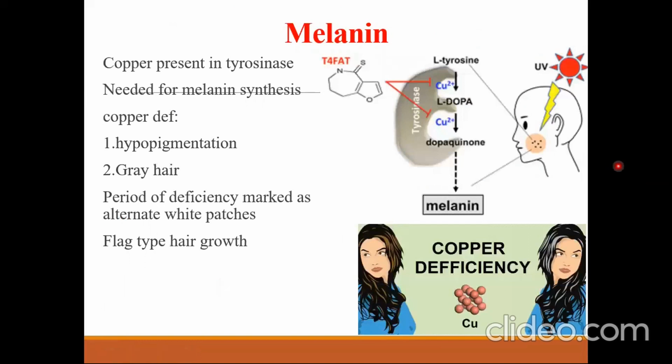Also, copper is needed for melanin synthesis. Copper is present in tyrosinase. This tyrosinase enzyme is needed for melanin synthesis. Hence, in case of copper deficiency, the patient presents with hypopigmentation and graying of hair. In the period of deficiency, it is marked by alternate white patches regarded as the steely type hair growth.